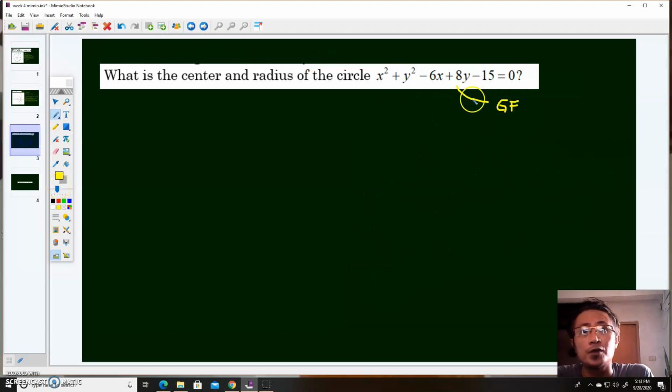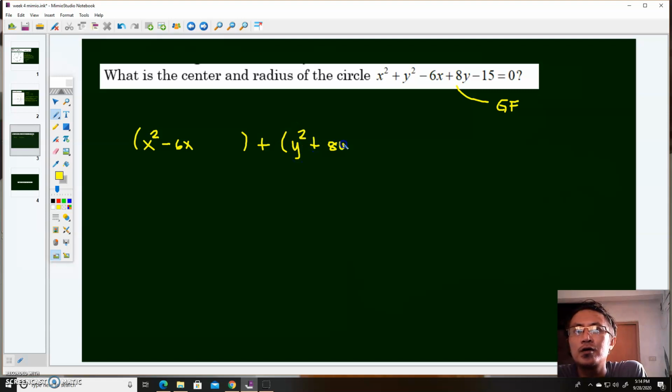We have the general form, we have to convert this to the standard form so we can see the center, HK, and the radius. So the first thing to do is group all the terms with the same variable x, minus 6x, leave a space, then plus, same thing with the variable y squared, then 8y. As you can see, I'm leaving a space in both, and then the lone constant should be transposed to the right. So we have a positive 15 here.